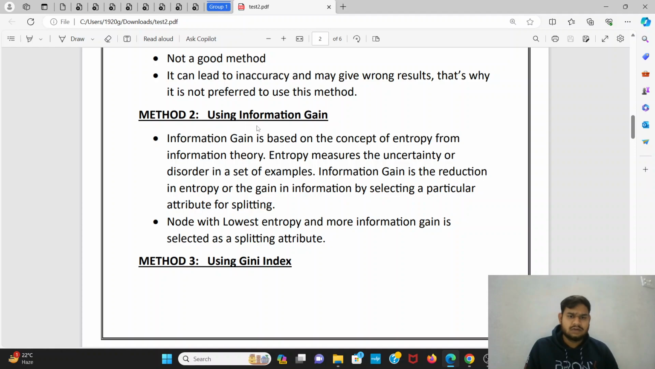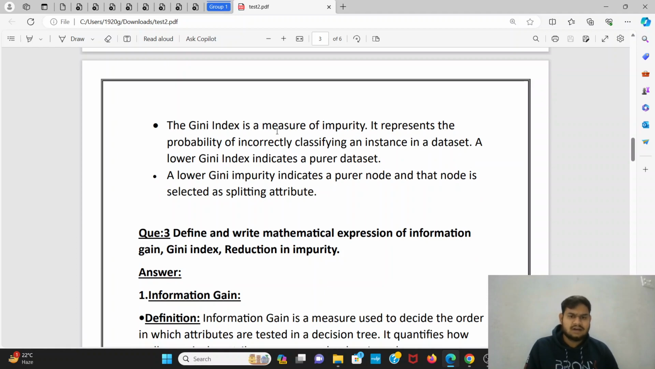Method 2. Using information gain. Information gain is based on the concept of entropy from information theory. Entropy measures the uncertainty or disorder in a set of examples. Information gain is the reduction in entropy or the gain in information by selecting a particular attribute for splitting. The node with the lowest entropy and more information gain is selected as the splitting attribute. Method 3. Using Gini index. The Gini index is a measure of impurity. It represents the probability of incorrectly classifying an instance in a data set. A lower Gini index indicates a purer data set. A lower Gini impurity indicates a purer node and that node is selected as the splitting attribute.